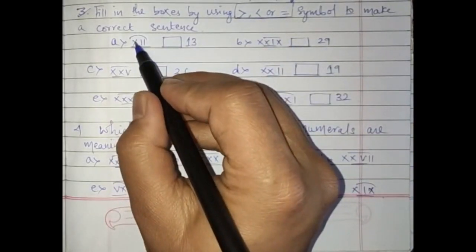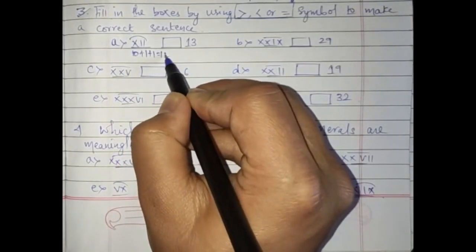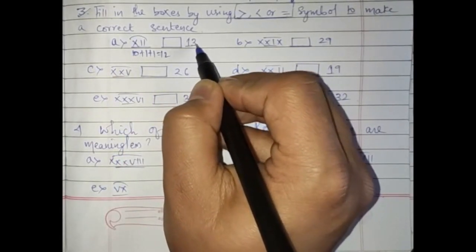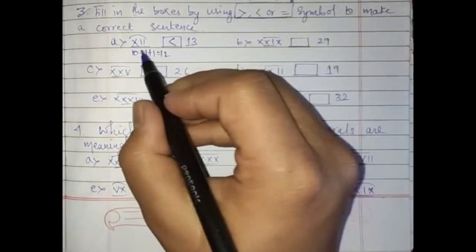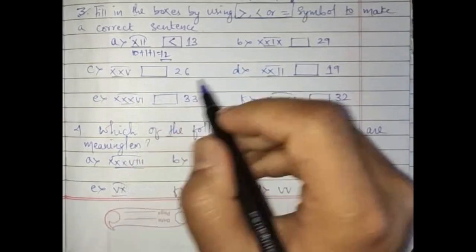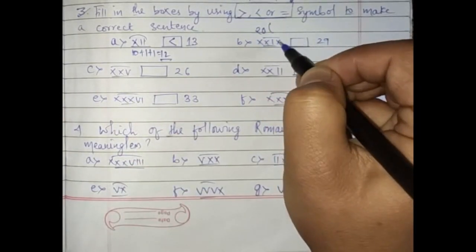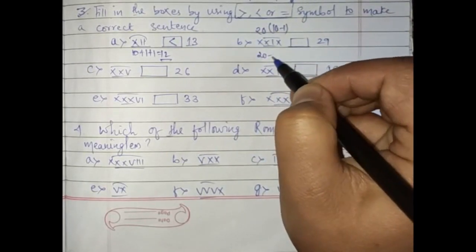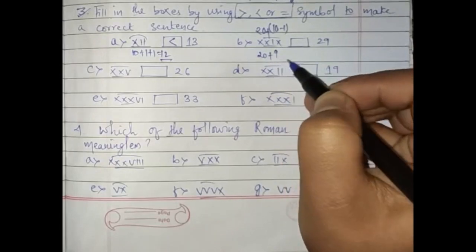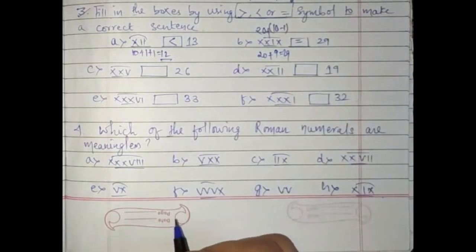So 10 plus 1 plus 1 is 12. So 12 is smaller than 13, or 13 is greater than 12, so we have to write this sign because 13 is greater. This XII represents your 12. Now XXIX will represent 20 plus 10 minus 1, that is 20 plus 9, which is 29. So it is 29 equals 29, so there will be an equal to sign.